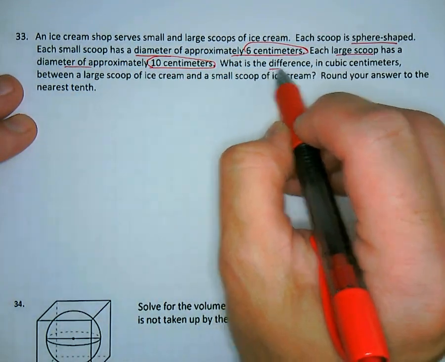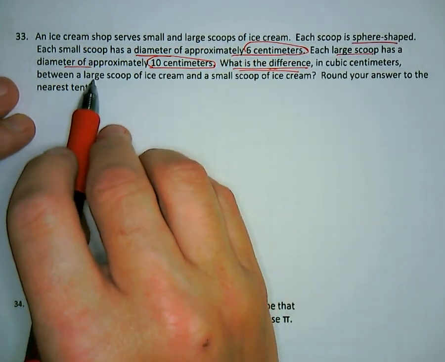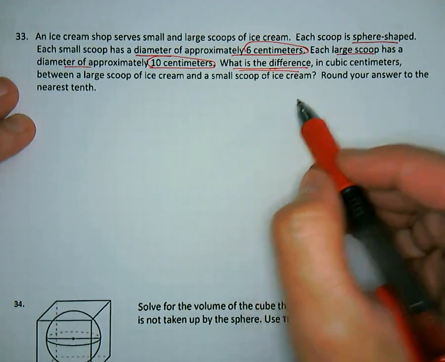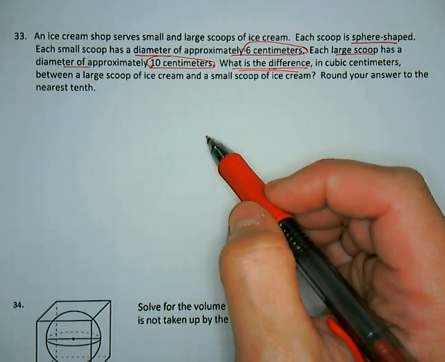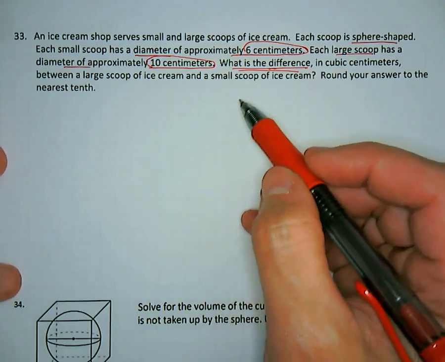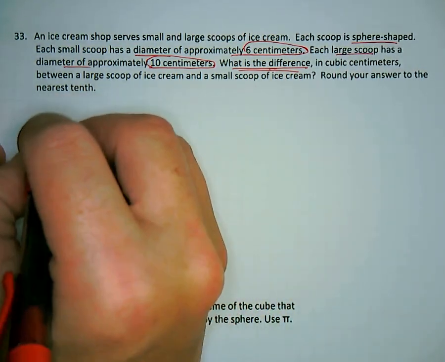What is the difference in cubic centimeters between a large scoop of ice cream and a small scoop of ice cream? Round your answer to the nearest tenth. So we're going to have to think about what this means. Now, if each one is a sphere, let's just imagine what this looks like.